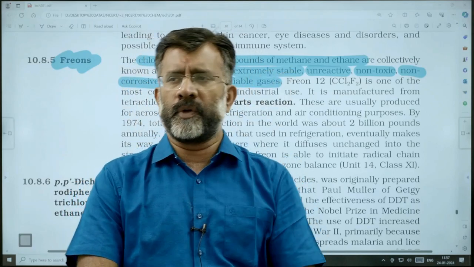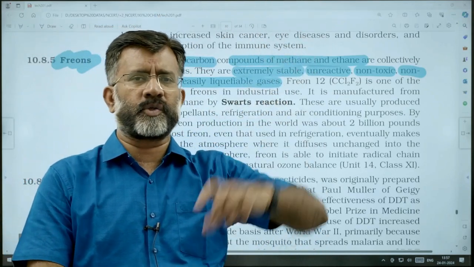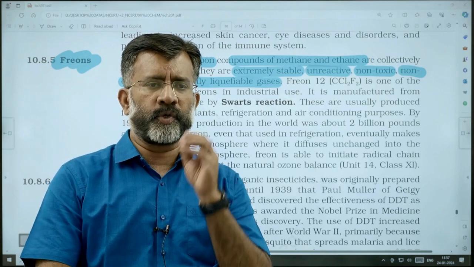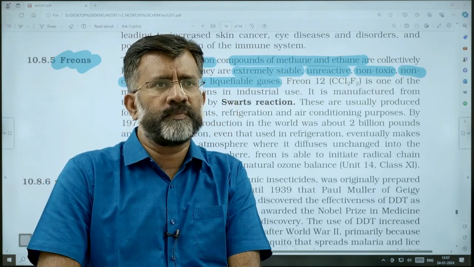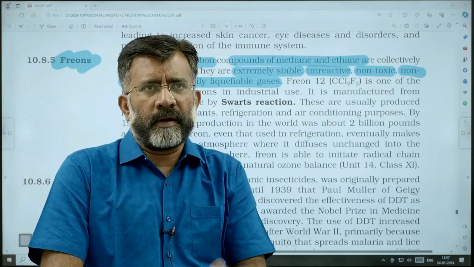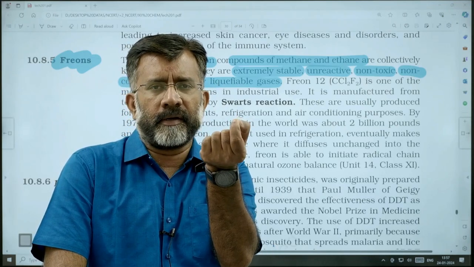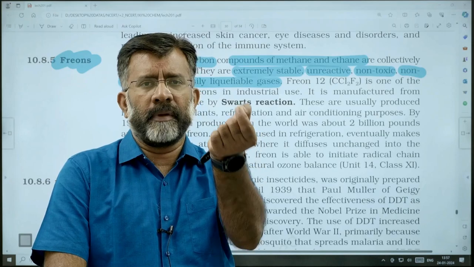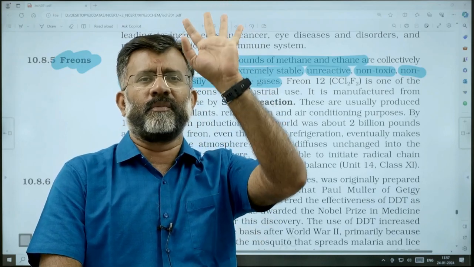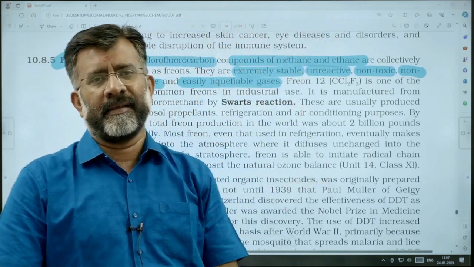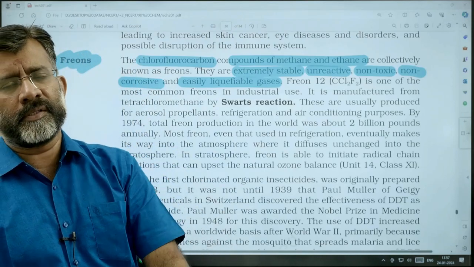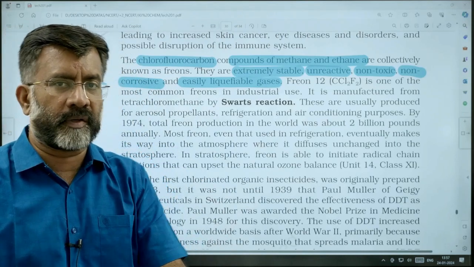But as all of you know, when the freon reaches the stratospheric region, it produces free radicals by UV light. And one chlorine free radical generated from freon may spoil a million ozone molecules because it is a chain reaction. So the main problem of freon is once it reaches the stratospheric region.